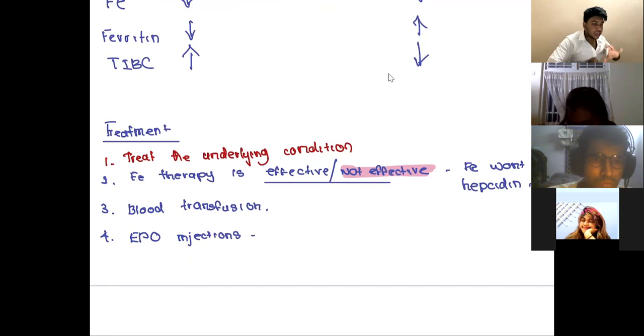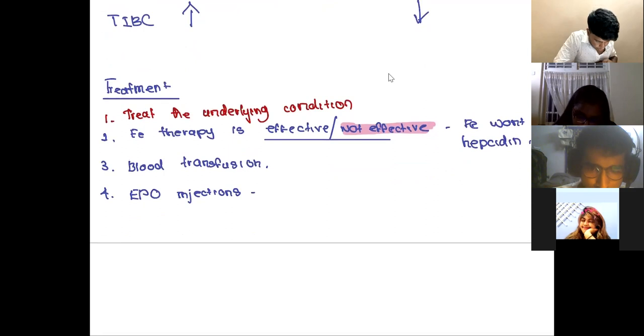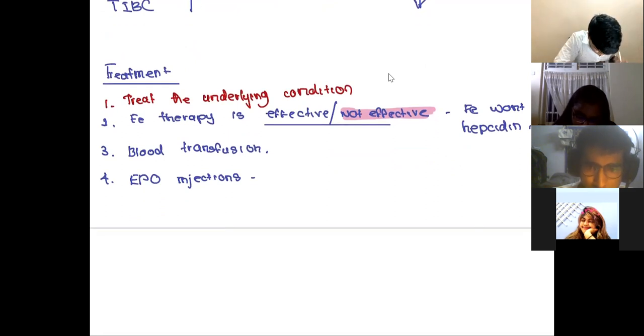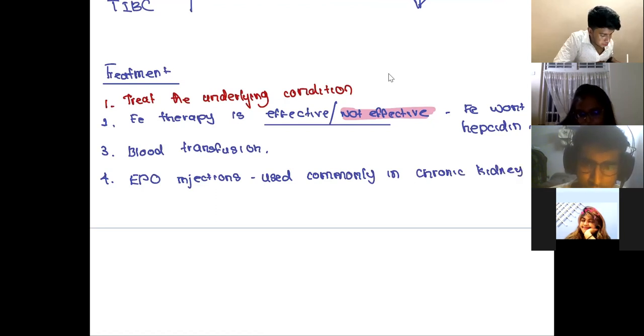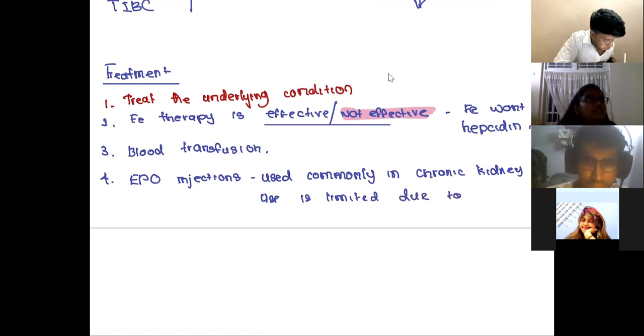Sasanga talked about the kidney, about EPO in chronic kidney disease, and discussed the way you give it and everything. Right now, I'm going to talk about something related to EPO. Right after this, I will put the topic and discuss that. It is used commonly in chronic kidney disease, and its use is limited due to increased mortality.